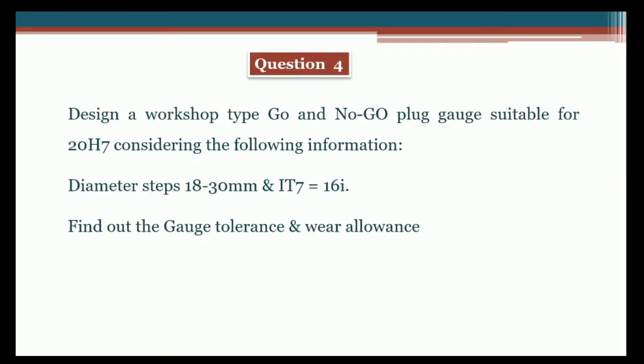Another question is given, that is the design of workshop type go and no go gauge, actually that is a plug gauge, suitable for 20H7 considering the following information, that is diameter step 18 to 30 mm and IT7 that is 16i. You have to find out the gauge tolerance and wear allowance. So you know how to find out gauge tolerance and wear allowance. For this we have to find out the work tolerance, then 10% of the work tolerance will be the gauge tolerance, and 10% of gauge tolerance will be the wear allowance.